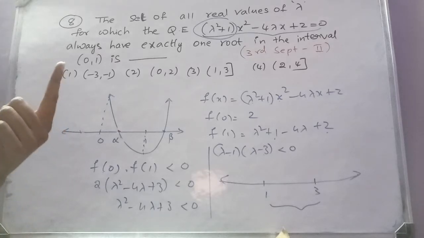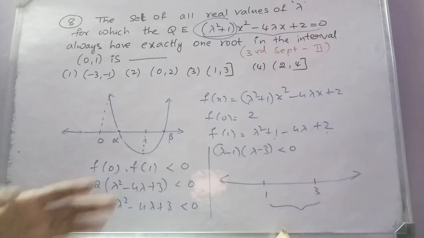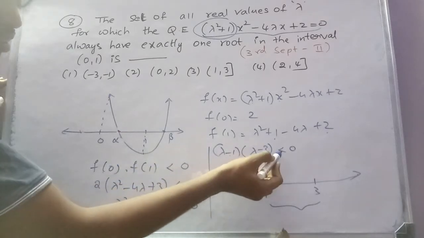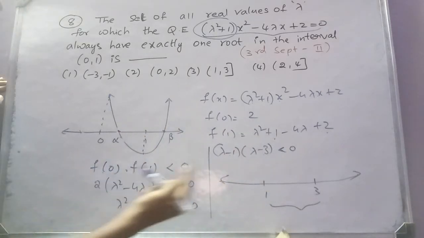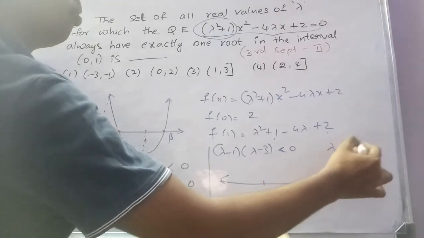You can check it in the playlist of quadratic equations, or else you can also choose the wavy curve method. So this concept is also present in our playlist of quadratic equations. So according to this, since the symbol is less than, you are supposed to choose the values between 1 and 3. So therefore lambda belongs to (1, 3).